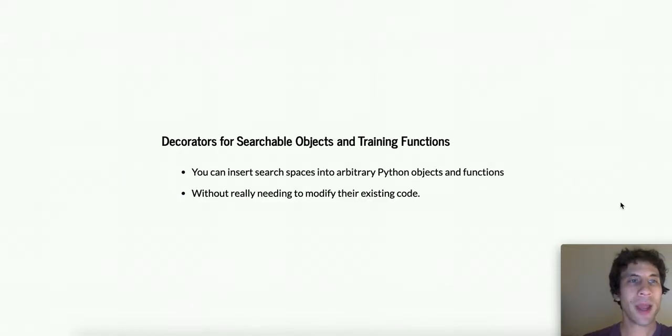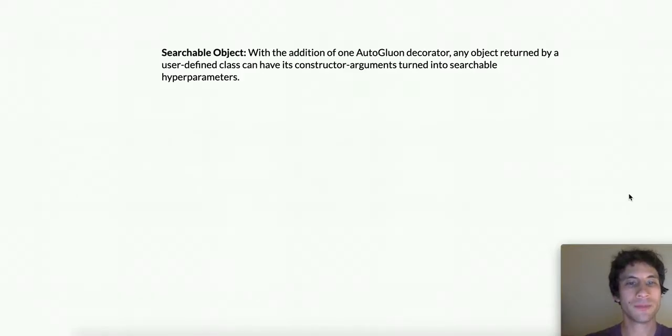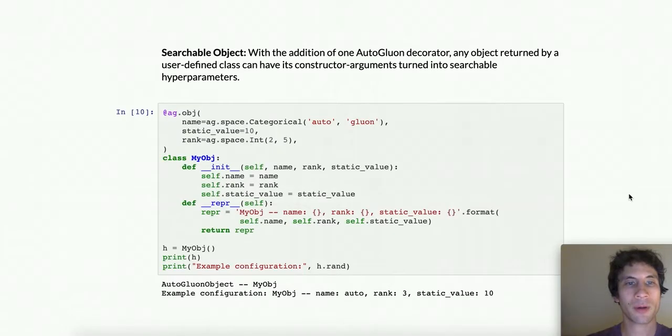Now we'll talk about how you can insert search spaces into arbitrary Python objects and functions. In particular, you don't really need to modify your existing code much to make it searchable. First, we'll talk about a searchable object. With just adding one AutoGluon Python decorator, any object returned by a user-defined class can have its constructor arguments turned into searchable hyperparameters.